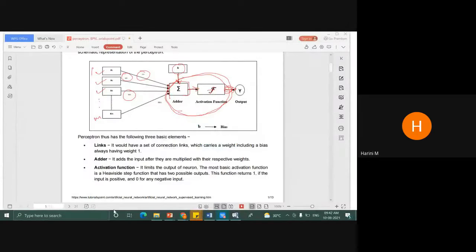So how do you train the architecture? You have these three elements here: the links which provide the weights. These are the connection links. These lines are known as the links, which carry the weight and the bias. Then you have the adder part, and the third one is the activation function. So these are the basic components that you have in your perceptron.